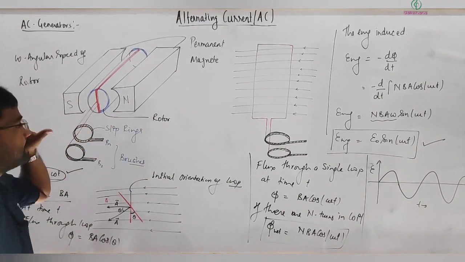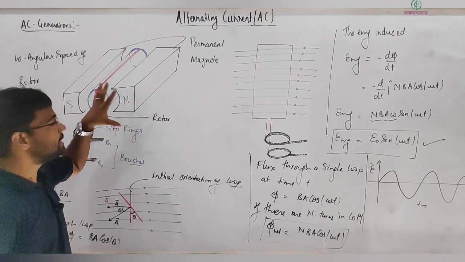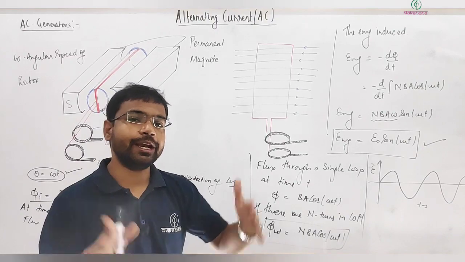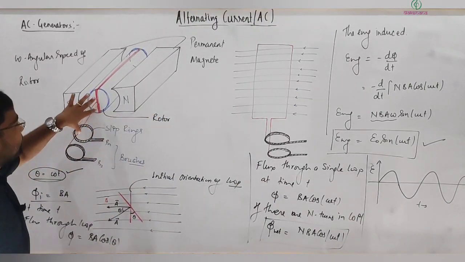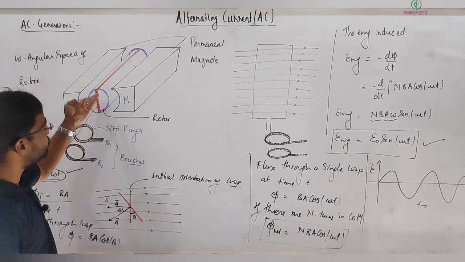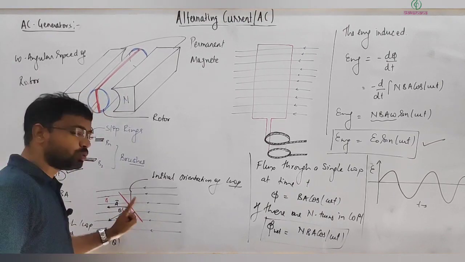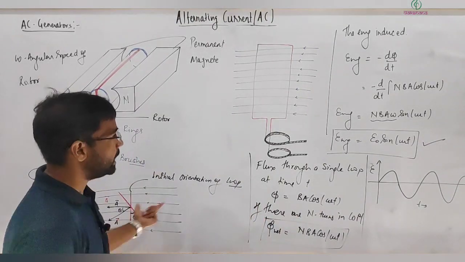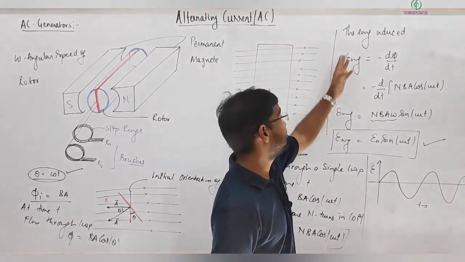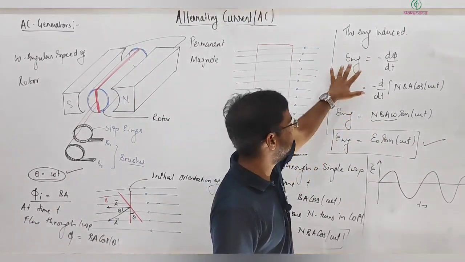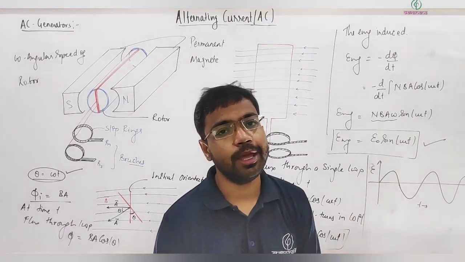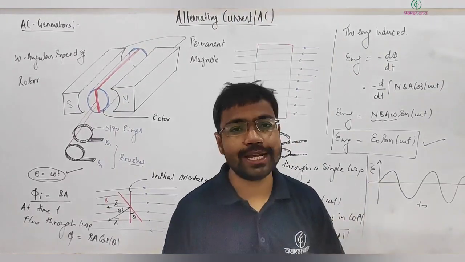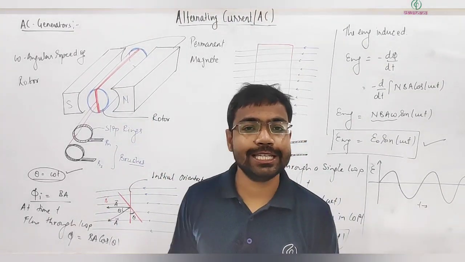I hope you are clear with this basic thing. Two permanent magnets can be done in different ways. Point is, there must be some permanent magnet and there must be some magnetic field. Through that magnetic field, this rotor, basically this coil, is rotated. Coil is rotated means flux through the coil is changing with time, and that changing flux will induce some EMF, and this EMF is also changing with time, and that is our alternating EMF, alternating current. So that is the working principle of an AC generator.